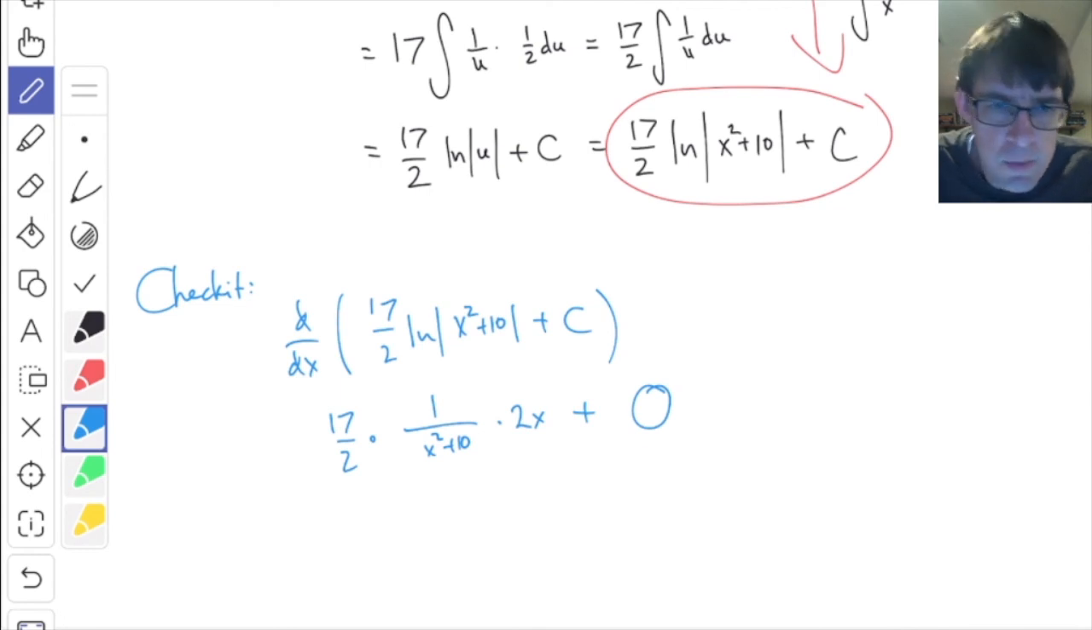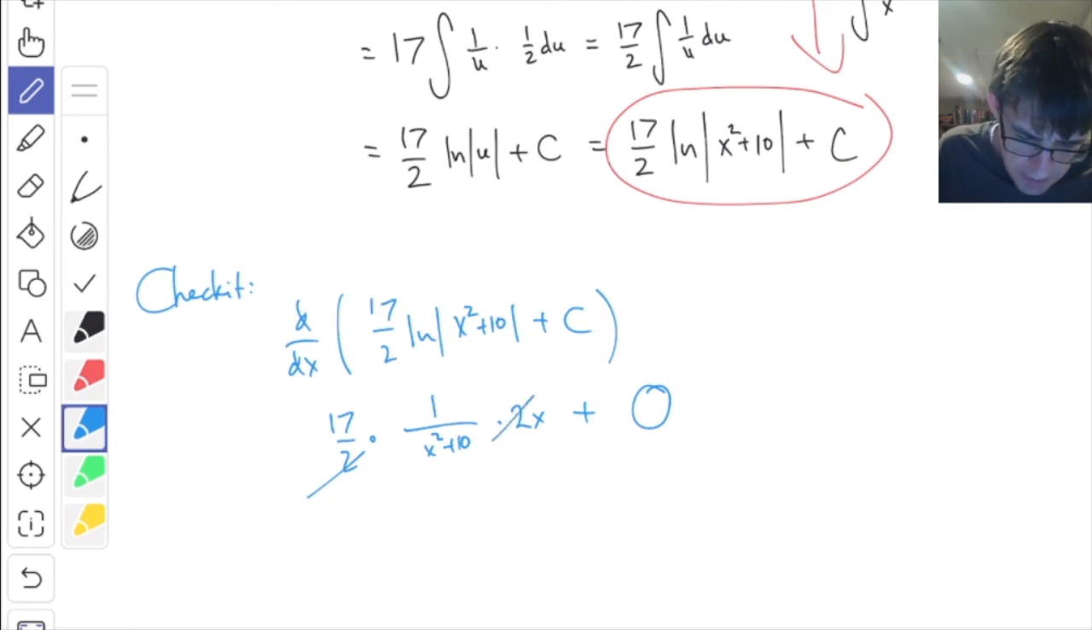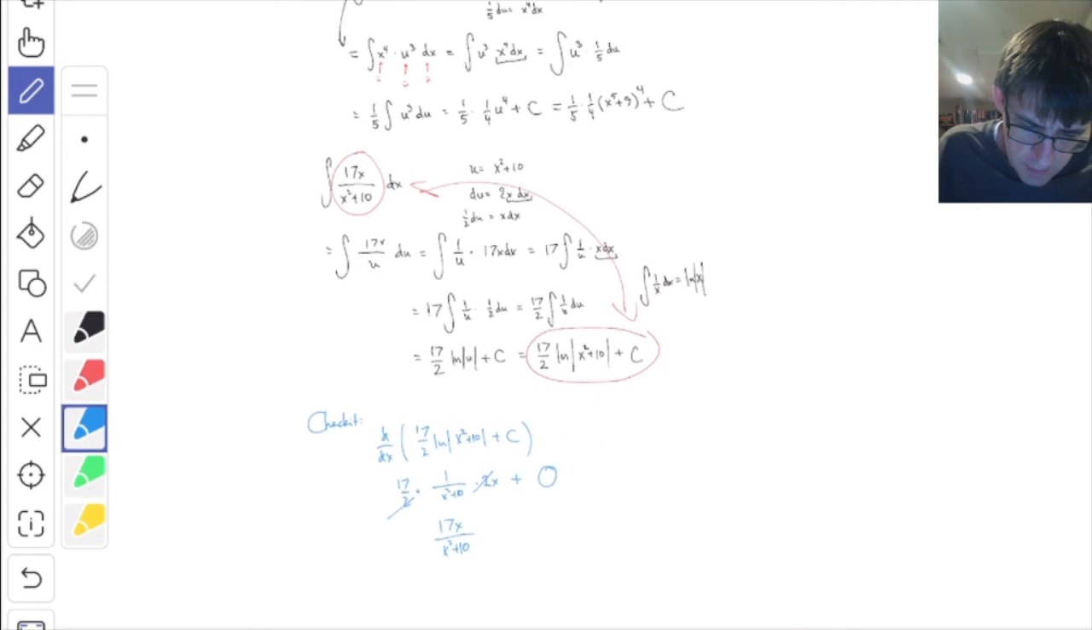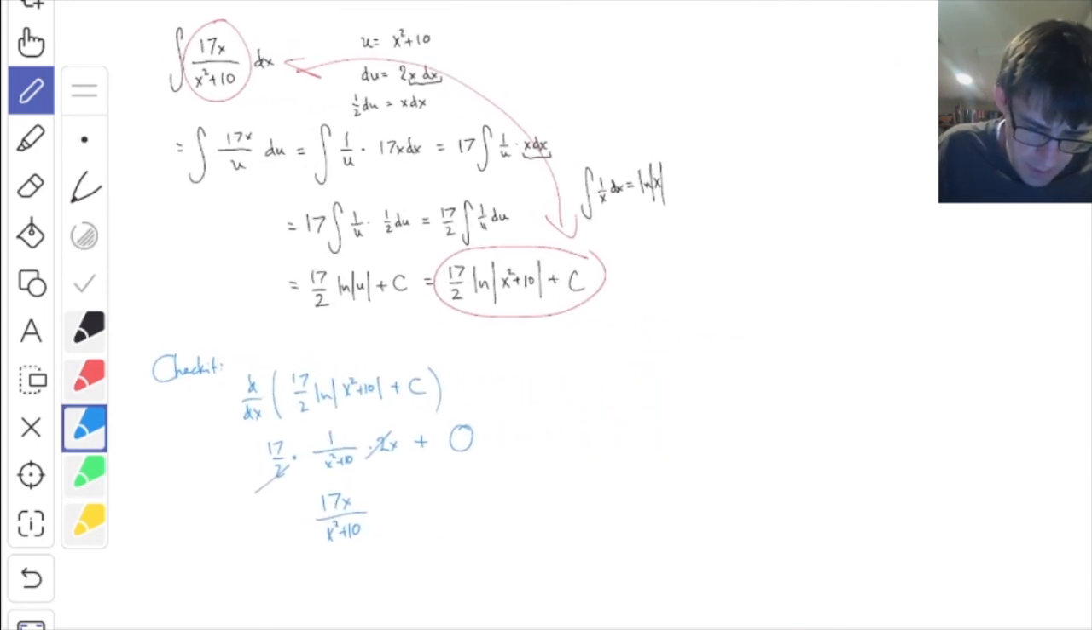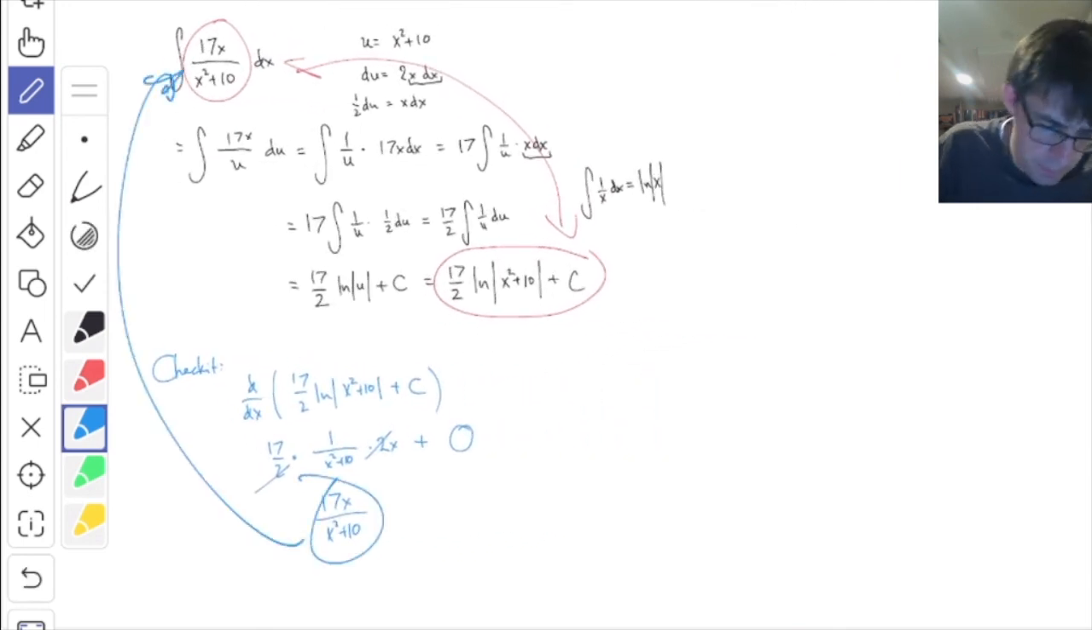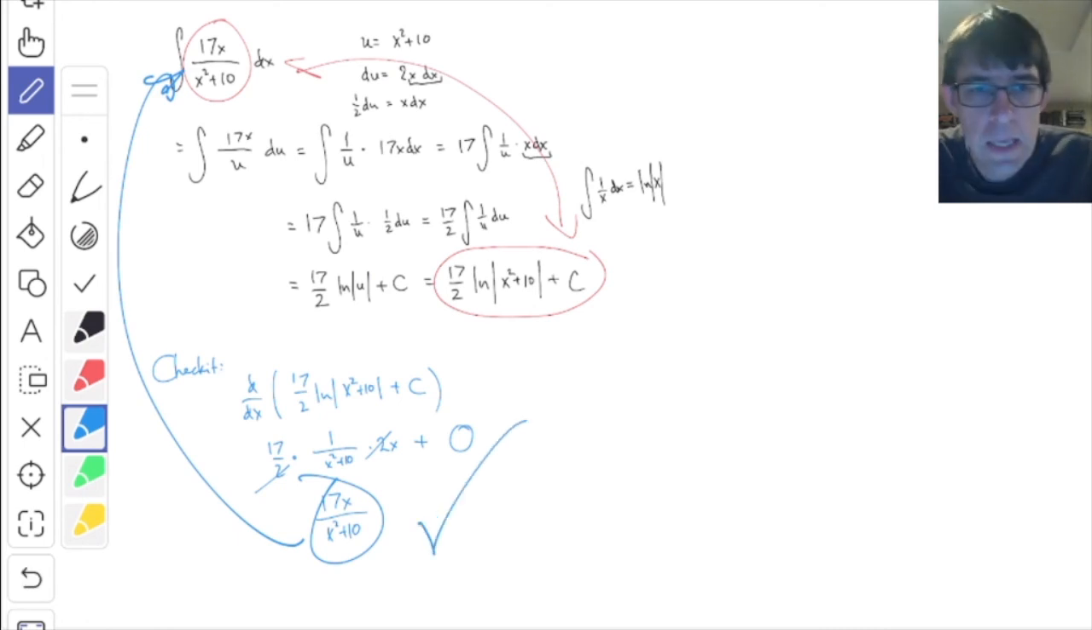Is that the same as what I started with? If you just rearrange things, this 2 down here will cancel this 2. And if I put the 17 and the x into the fraction, this says 17x over x squared plus 10. That really is the same as what I started with, isn't it? This right here matches that, which is why I say it checks out, right? This is how you can always check your answer when you're doing the antiderivative. It's a good idea if you've got the time. Any questions about that?